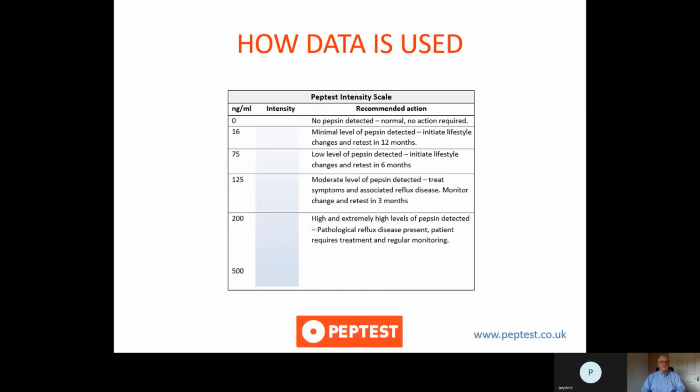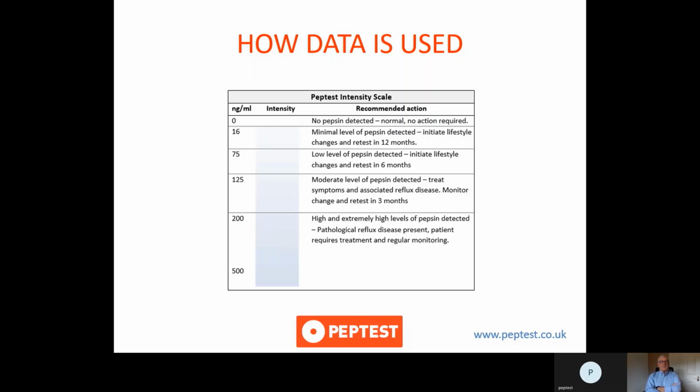So how is the data used, which is always a question we get asked? Well, if there's no pepsin present at all, you'll get an absolute 0 at the T line, so it'll be absolutely blank. You'll get a control line, obviously, to show that the assay worked, but you'll get 0. If there's a minimal level of pepsin, you'll get a very faint line. So this really is initiation of lifestyle changes, and we recommend you then retest in 12 months. You certainly can't claim you've got high levels of pepsin if you just get this very marginal line.